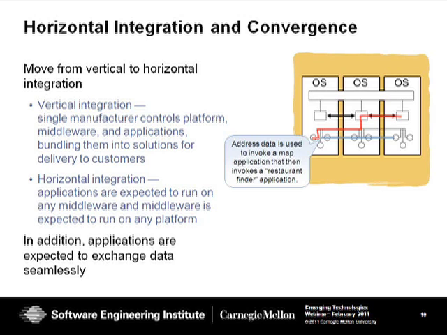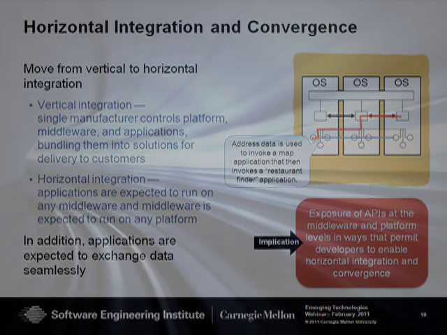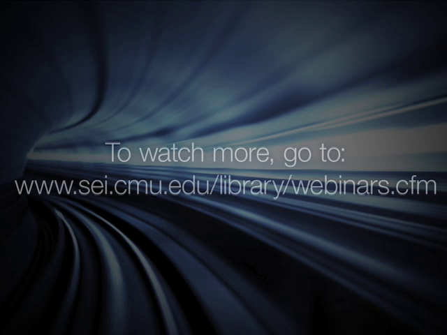It's almost a given. And what happens with horizontal integration is that, as a user, you're expecting applications to exchange data pretty much seamlessly and without much effort. So the implication that that has for systems is that you're going to have to expose APIs at both the middleware and the platform level that are going to enable this horizontal integration and convergence.